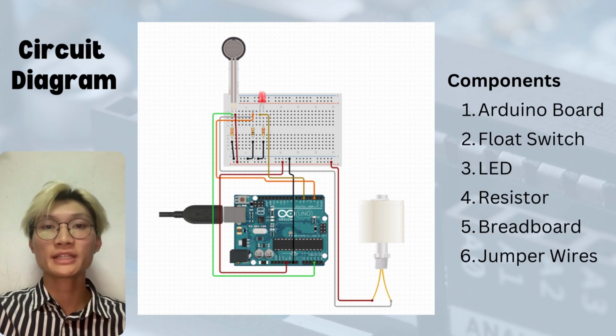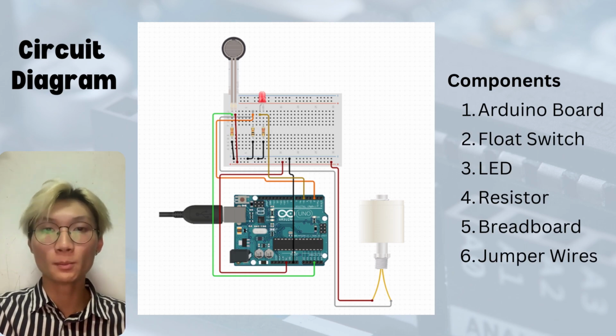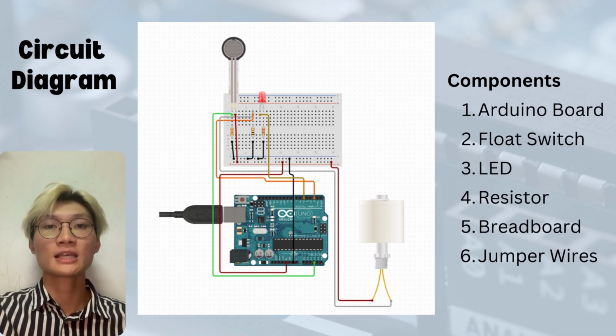Today, I'm going to present about the circuit diagram of our product. First of all, there are 6 main components in a circuit. Firstly is Arduino board. It is a microcontroller providing processing power. The second main component is water level sensor module. In our case, we use float switch.